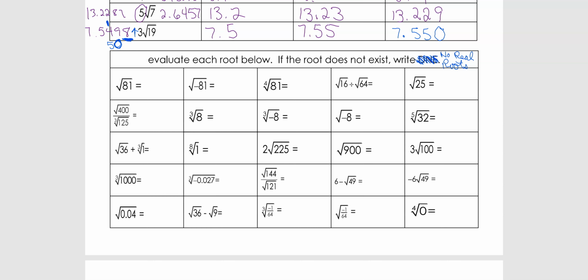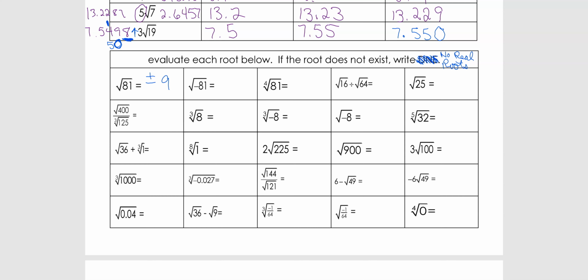So what we have here is square root of 81. Actually, we could go ahead and do both positive and negative. So square root of 81 is 9 or negative 9, so positive or negative 9. Now we have the square root of negative 81. Now if it's a square root and the number is negative, we know that it is not real because you cannot have a perfect square that's negative.